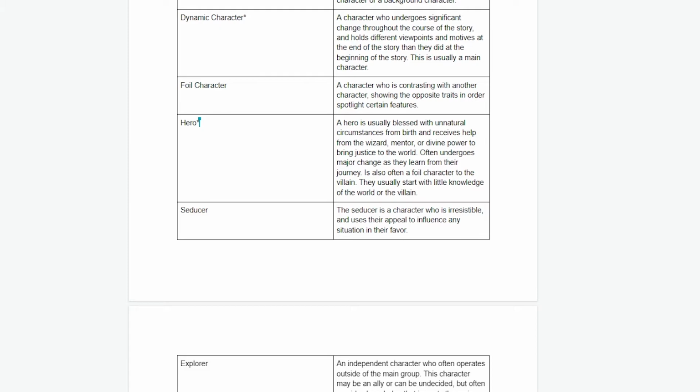Another important character archetype would be the hero. A hero is usually blessed with unnatural circumstances from birth and receives help from the wizard, mentor, or divine power to bring justice to the world. Often undergoes major change as they learn from their journey. The hero is also a foil character to the villain. They usually start with little knowledge of the world or the villain.